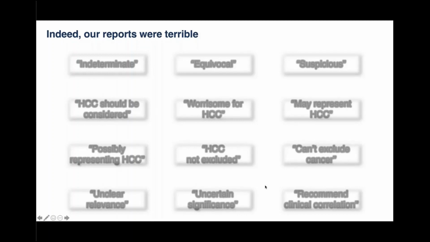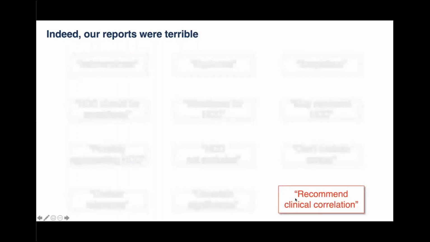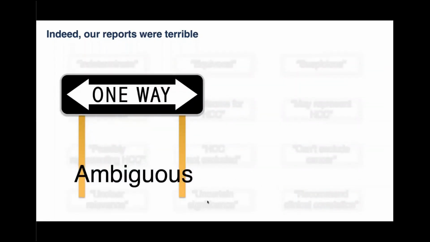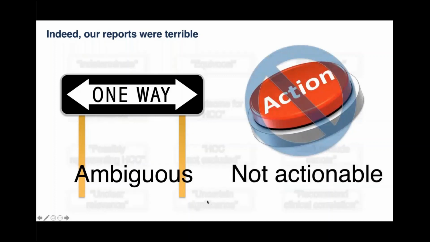And of course, nothing is worse than this one, recommend clinical correlation. How can a surgeon or a clinician look at a 9mm nodule and apply clinical correlation to figure out what that nodule is? What is the clinician supposed to do? Palpate this 9mm nodule through the skin? So recommend clinical correlation is a garbage thing to say, and it doesn't clearly communicate to anyone what you think is going on. So our reports were ambiguous, and our reports did not provide actionable information.